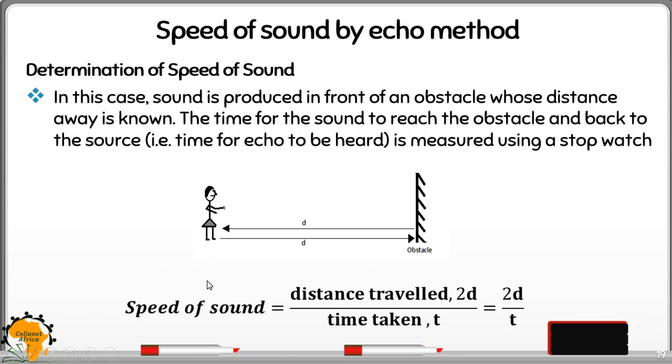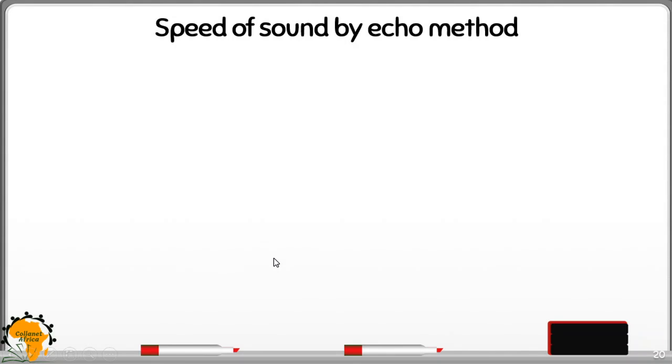Now, to get the speed, we always know that speed is given by distance over time. So we take the distance traveled divided by the time taken. But if you look at our case here, the sound is traveling this distance d and then back to her. So this distance is covered twice. So our total distance covered will be 2d divided by t. So that way you are able to get the speed of sound. We move to an example.